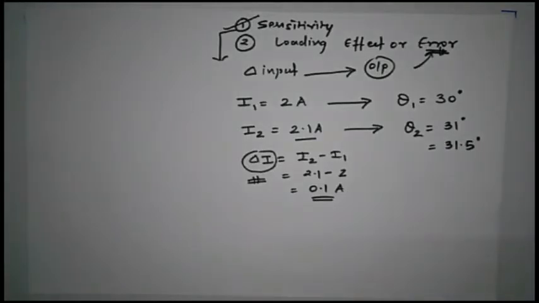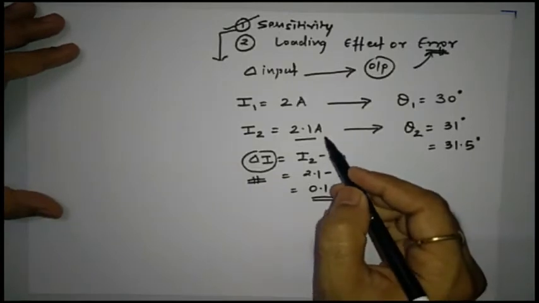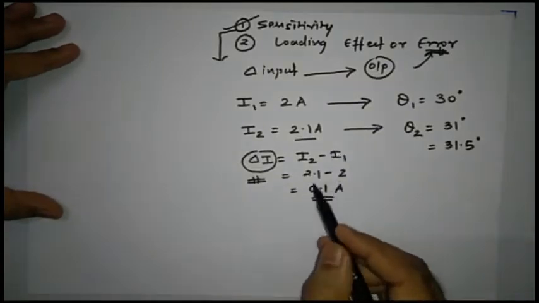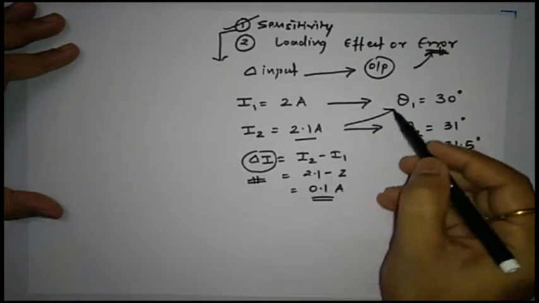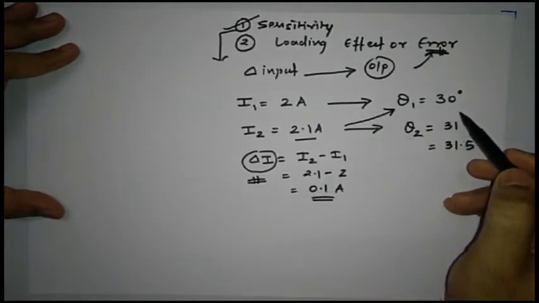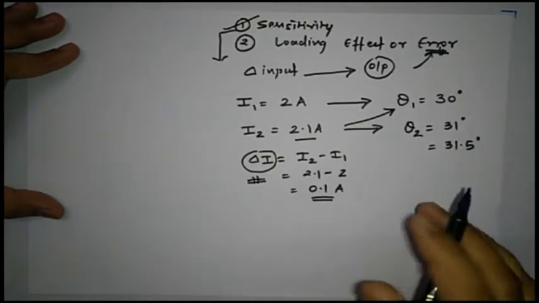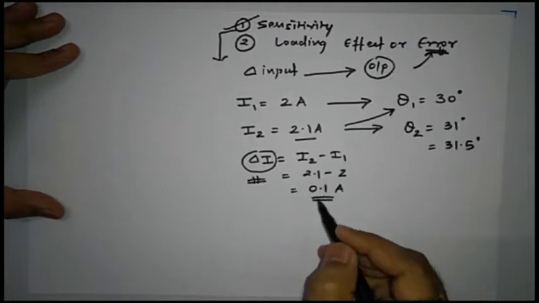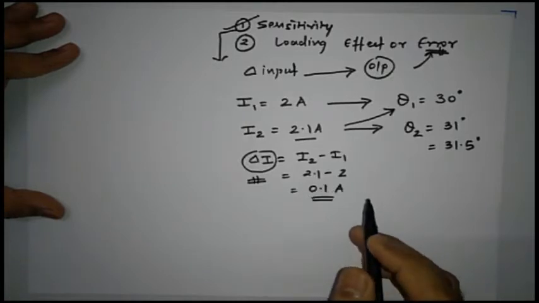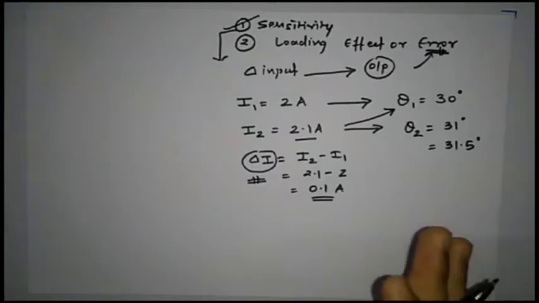Now if the ammeter is not sensitive enough, so even though the magnitude of input current is changed by 0.1 ampere, still in that case also if ammeter indicate deflection of 30 degree, we can say that that ammeter is not sensitive in nature, or that ammeter is not in a position to indicate this 0.1 ampere of magnitude change. So this is what about the concept of sensitivity.